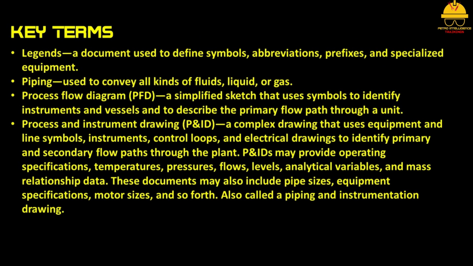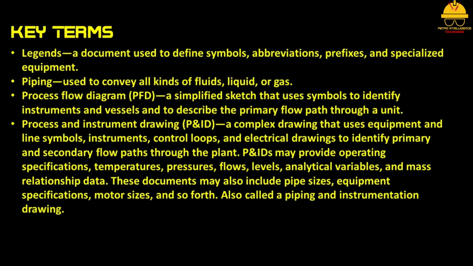Legends is a document used to define symbols, abbreviations, prefixes, and specialized equipment. Piping is used to convey all kinds of fluids, liquid or gas. Process flow diagram, PFD, or flow diagram is a simplified sketch that uses symbols to identify instruments and vessels and to describe the primary flow path through a unit.